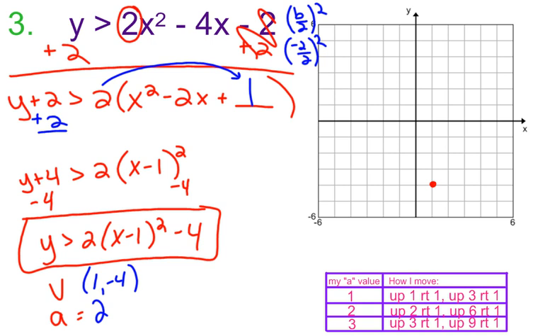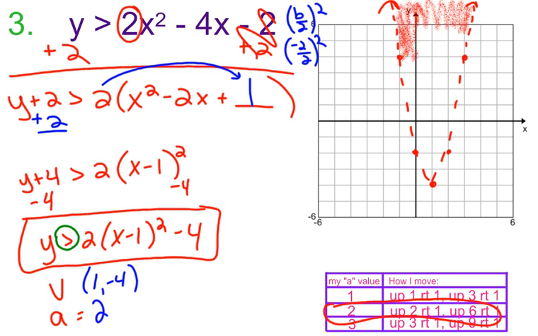Since my a value is a positive 2, I would go, remember we look at the chart here, I go up 2, right 1, up 6, right 1, up 2, left 1, up 6, left 1. This sign is a greater than sign, so I will do dashed lines to connect my parabola. And it says y is greater than, so I'm going to shade where y is going greater than, which would be right here. That's inside my parabola. So for the first time, we have one that is inside. And remember, it's always going to be either all inside or all outside.